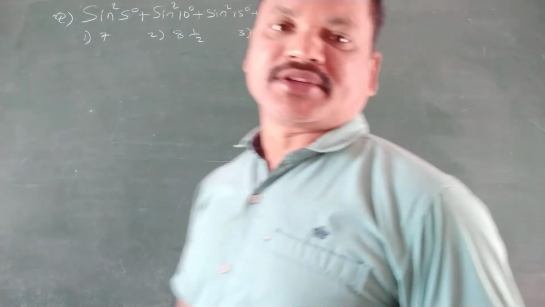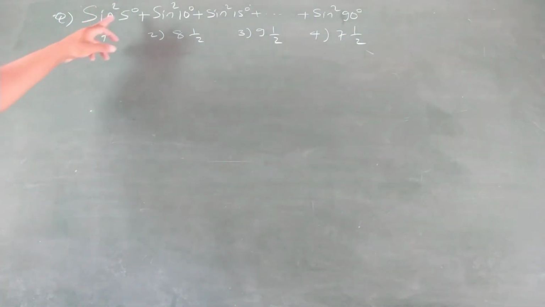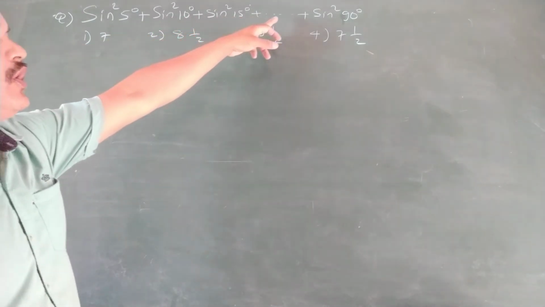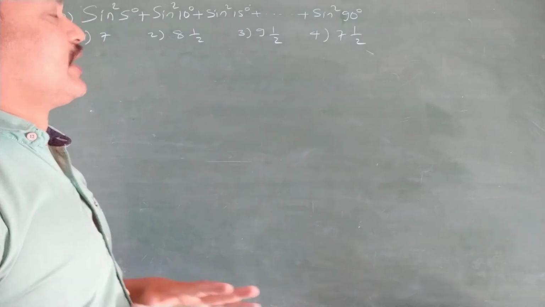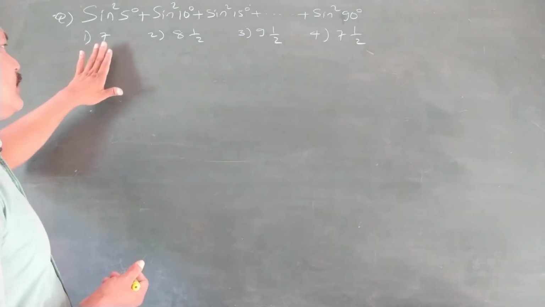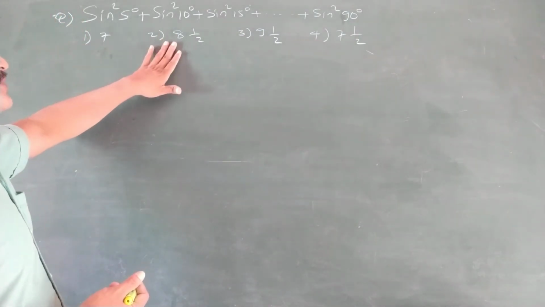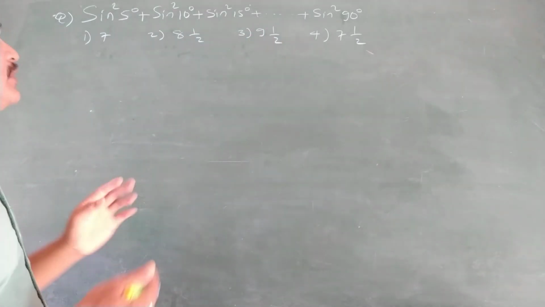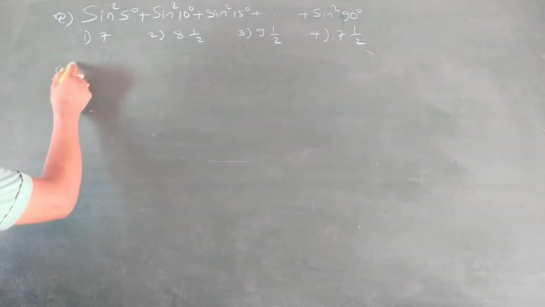Now observe the question: sin square 5 degrees plus sin square 10 degrees plus sin square 15 degrees plus so on plus sin square 90 degrees is equal to: first option 7, second option 8 and half, third option 9 and half, fourth option 7 and half. Now, the solution for this question.